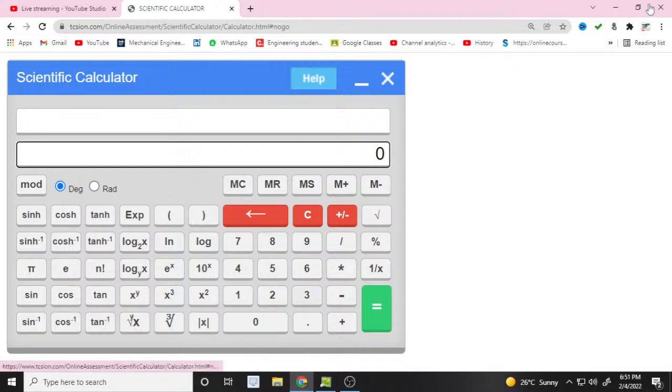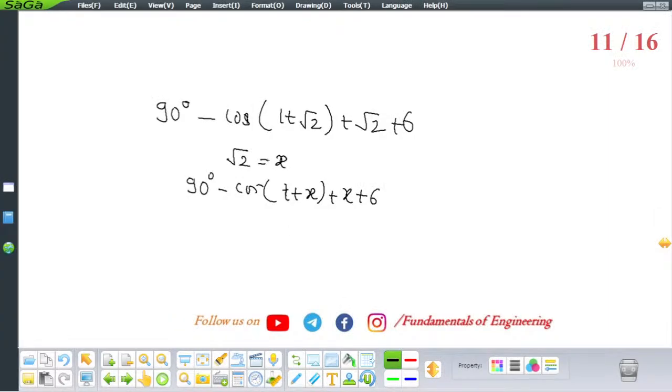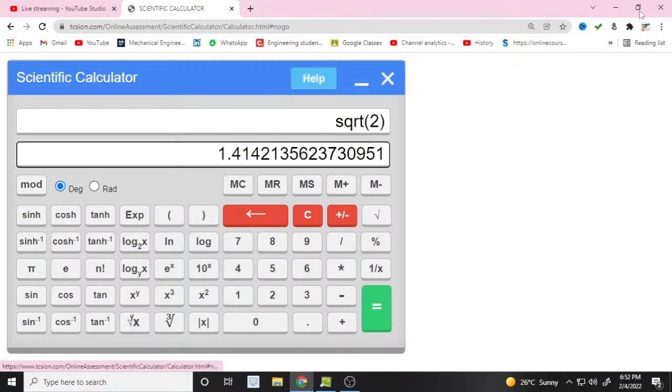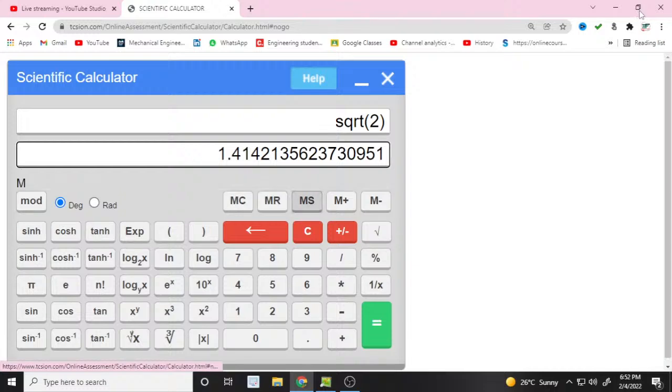Now we have to add the equation's answer, that is the root 2 answer, into the memory. So how to do that? First you have to use the number and then the function, the square root of this, and we have to add it into the memory. For adding or storing into the memory, we have to use MS. As soon as you click on this MS, the mode M is activated, which means this value is stored into the memory. So we can use this value.